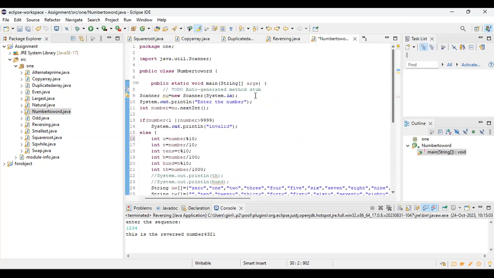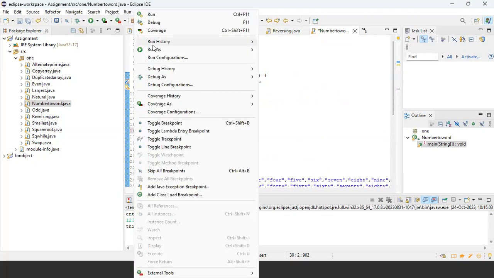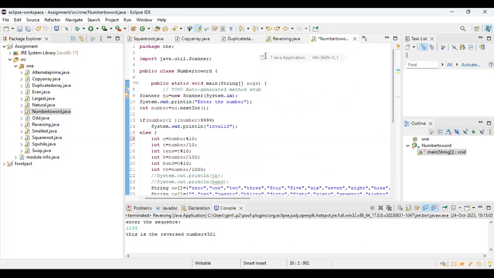So now let me run it. 671. But I have given a number. So 6 is the unit number, and 100 I have given a separate one, and 71 is taken from the TW. TW is the tens value. So this is about the number to word.